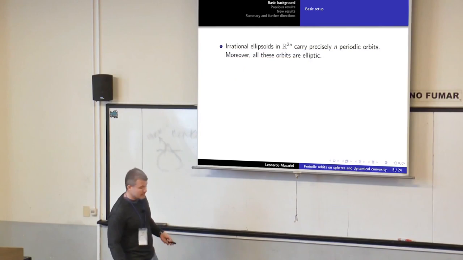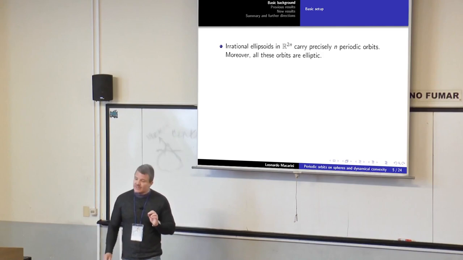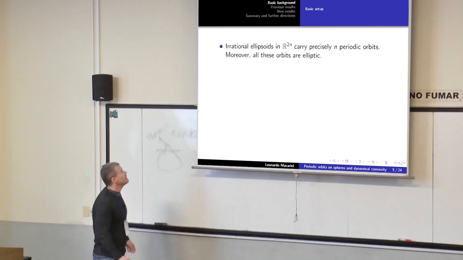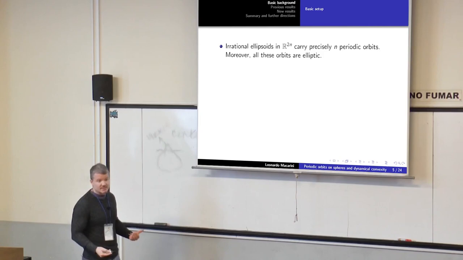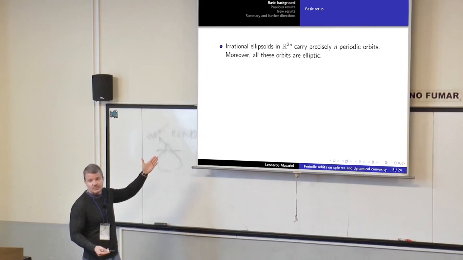Okay, so under generic conditions, what is known is the following. C infinity generically, you have infinitely many periodic orbits. And C2 generically, you have infinitely many elliptic periodic orbits. But if you don't assume generic conditions, you do have examples with finitely many periodic orbits. And the easiest example is given by an irrational ellipsoid in R2n. It carries precisely n periodic orbits.